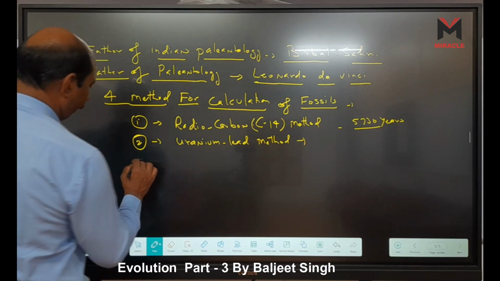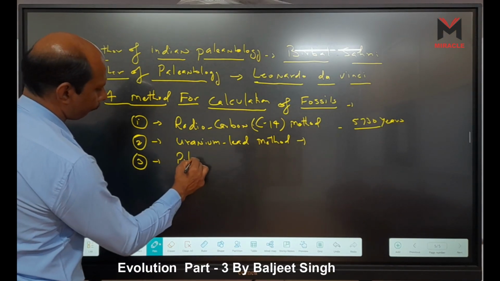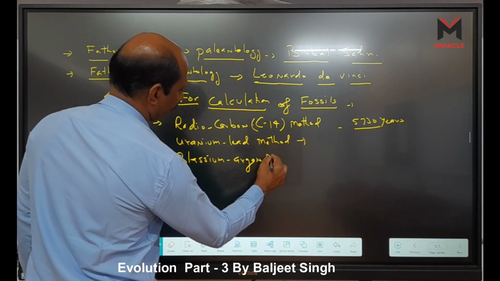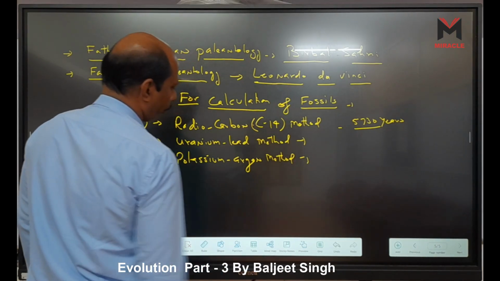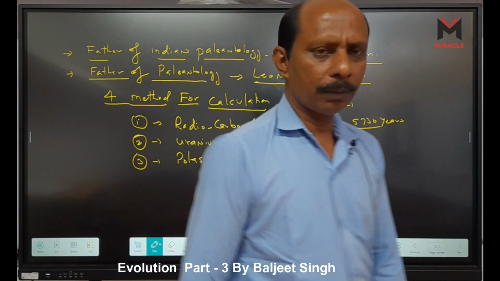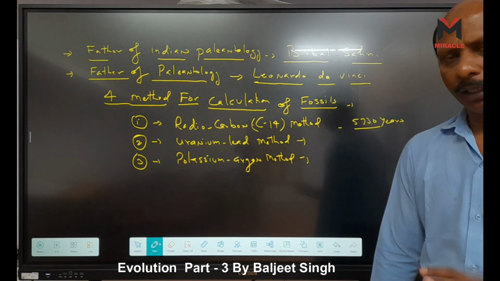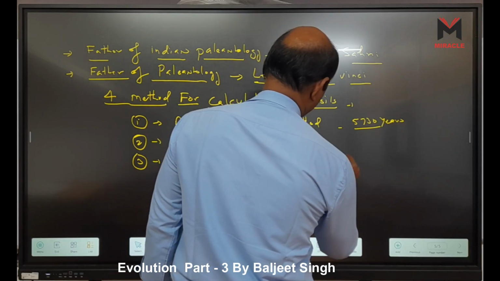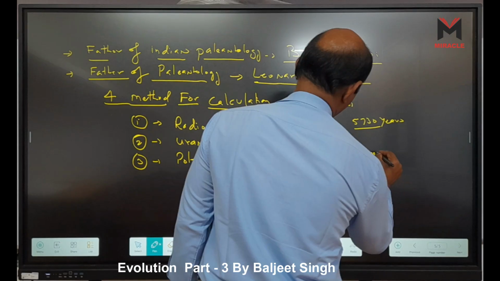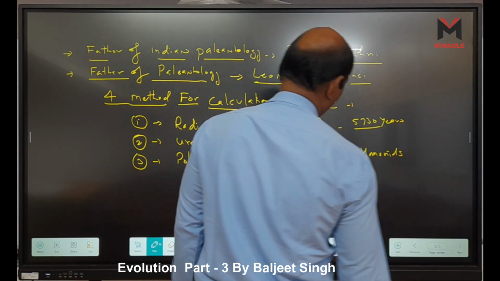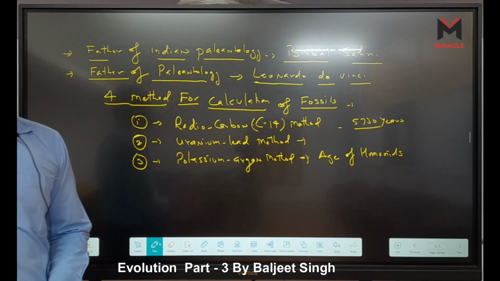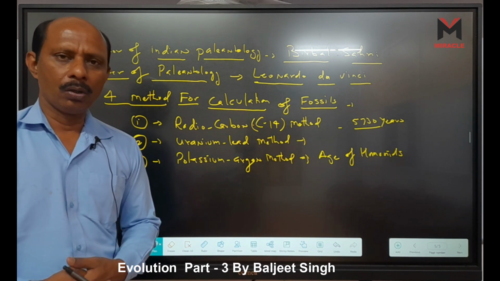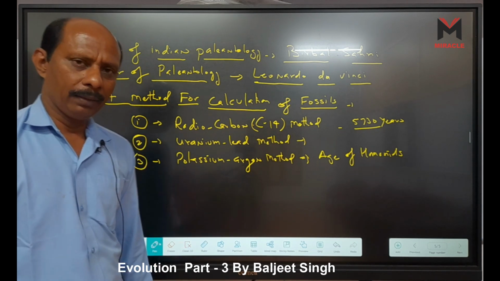Third one is our potassium-argon method. We know potassium. It is present here in our body, right? The potassium-argon method is used for the calculation of age of hominids. Hominid means what? Homo erectus, Homo habilis, Homo erectus pekinensis, or Homo heidelbergensis, that is our Heidelberg man, right?